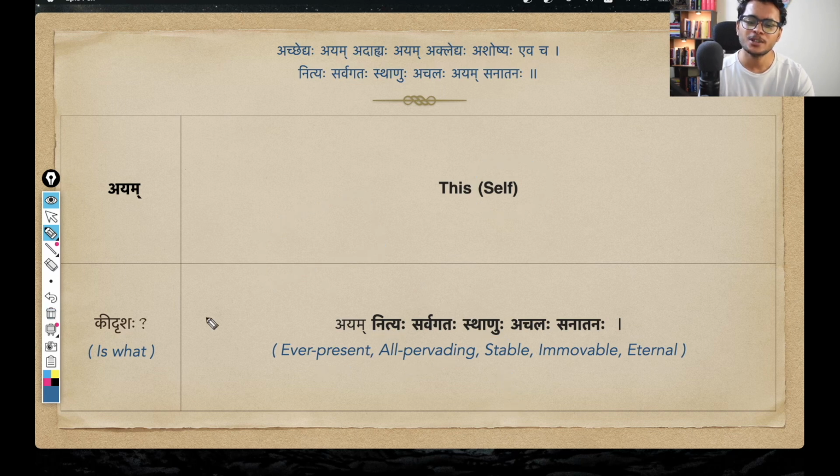And you can see all these different words are basically reinforcing each other. So if something is ever present, it should also be all pervading, right? And if it is all pervading, then it should be firm, it should be stable. And if it is stable, then it goes without saying that it is achalaha. Achalaha means na chalaha. See again that nai tatpurusha samasa. That na chalaha iti achalaha. That's something that cannot move, immovable.